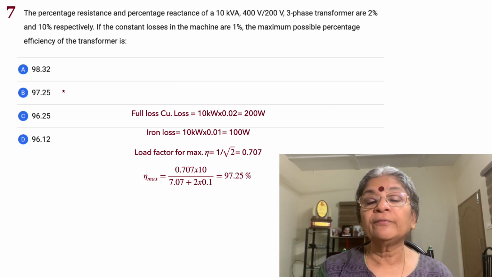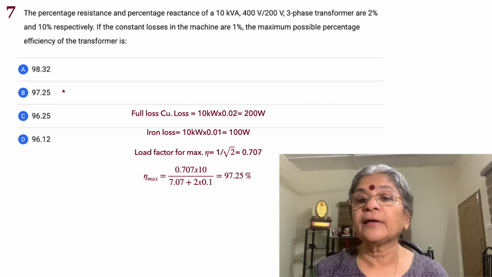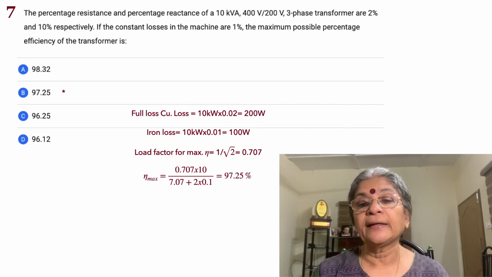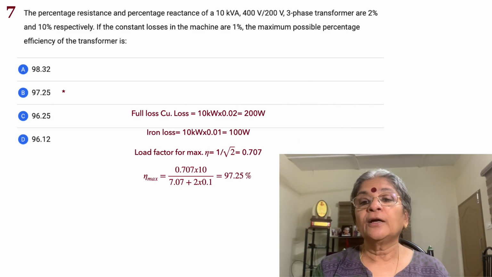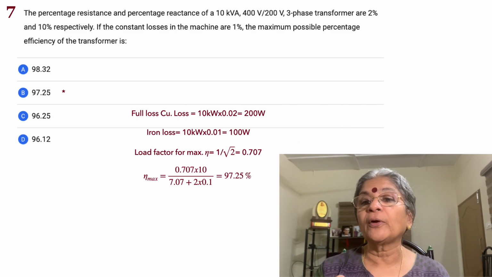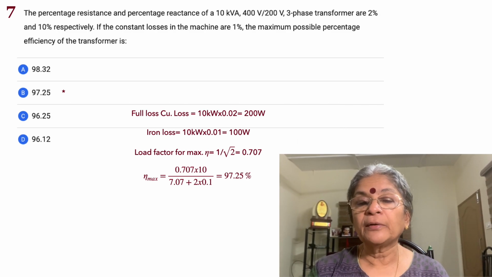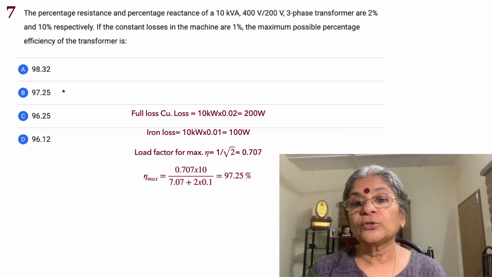Okay, so we are given the full load copper loss. Because this is 10 kVA, we can see that there is a resistive content, and so we'll take it as 10 kilowatt multiplied by 0.02, because the resistance is 2%. Okay, so that gives us 200 watt. Iron loss is equal to 10 kilowatt, again multiplied by 0.01, because that gives you the inductive content. So that's equal to 100 watt.